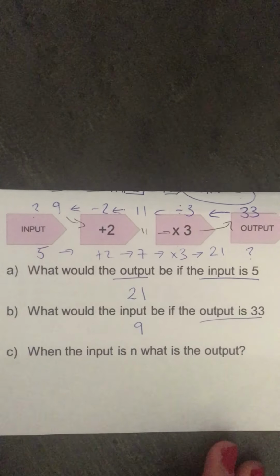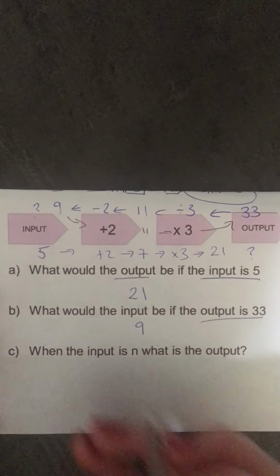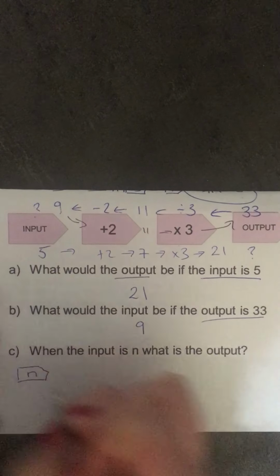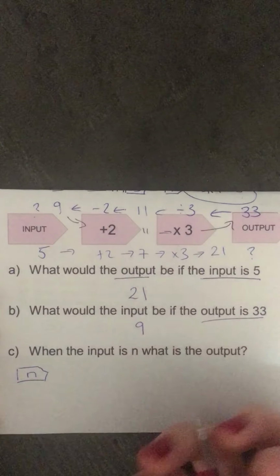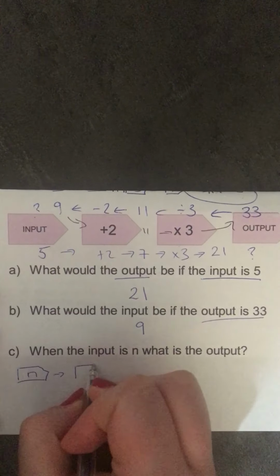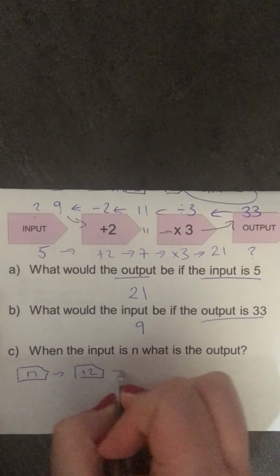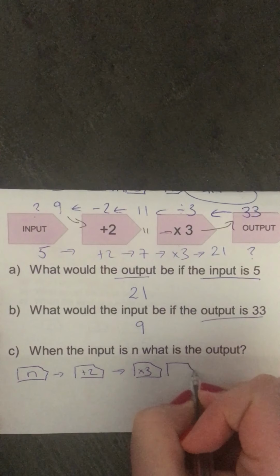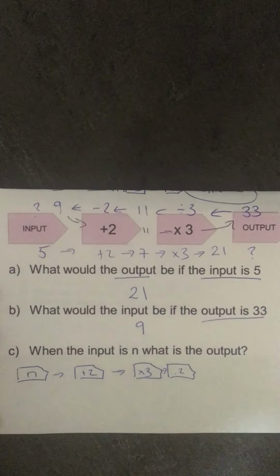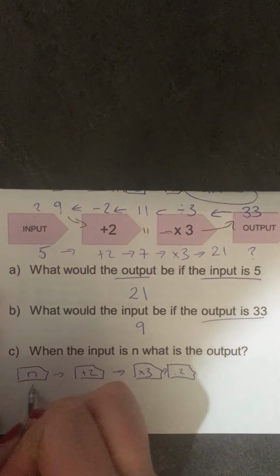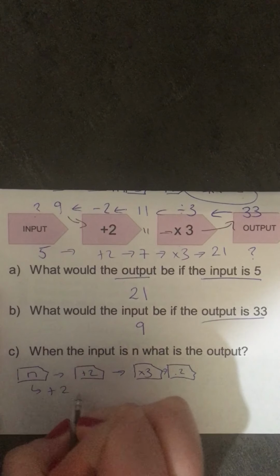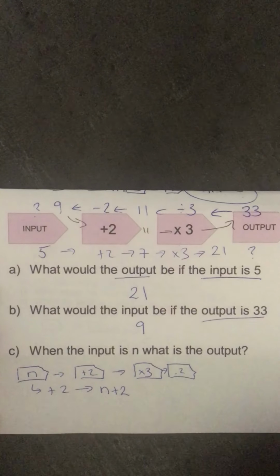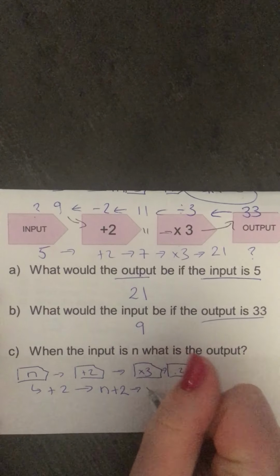Now, finally, when the input is n, what is the output? So I said something special is going to happen now that we're multiplying as the last thing. So n goes in, we add 2, just doing it out here so we've got some space, times 3, and we get something. So the first bit's the same. N goes in, we add 2. How would we write that? N plus 2. Now we've got to multiply that by 3.